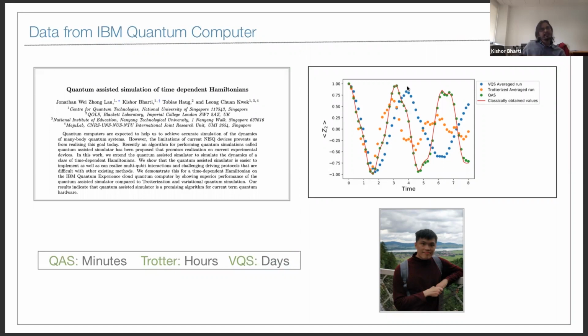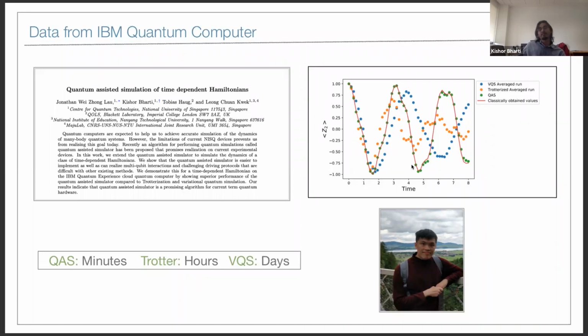And you see that the worst performing one is the Trotter one. After that, the VQS performs okay, but not very good. And our algorithm agrees totally with the classically obtained values.